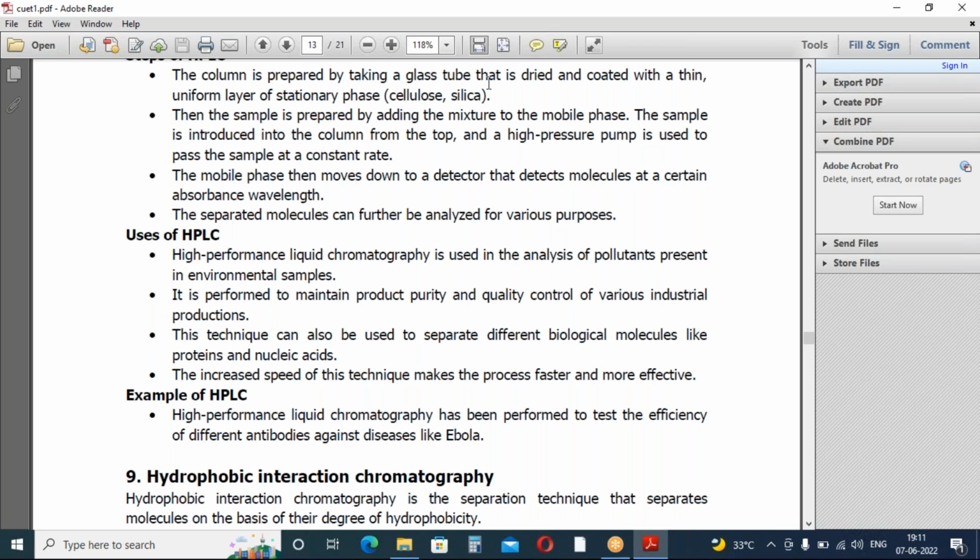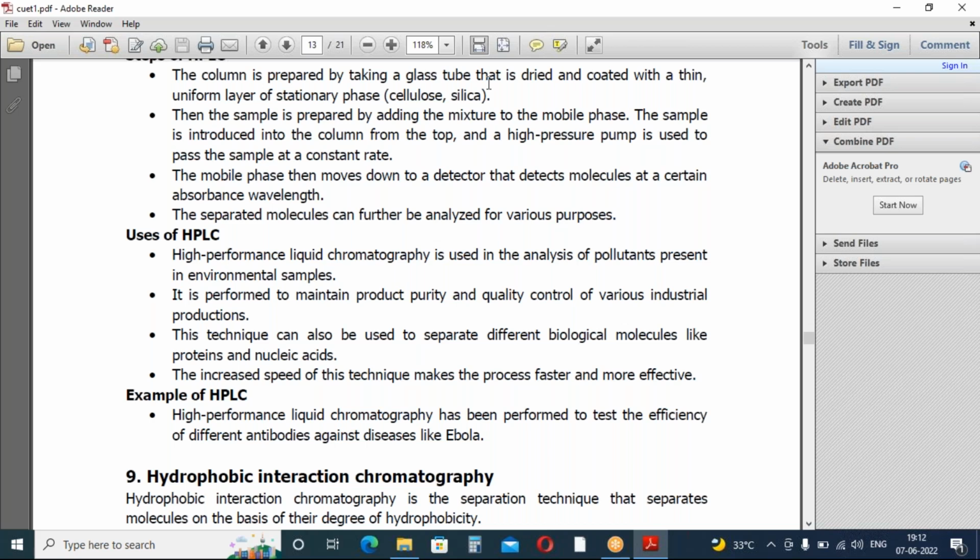And next, what are the uses? This is mainly used for the analysis of pollutants present in environmental samples, for maintaining the purity and quality control of different industrial productions, and also to separate different biological molecules like proteins and nucleic acids. High speed and high pressure are used, and that causes faster separation.